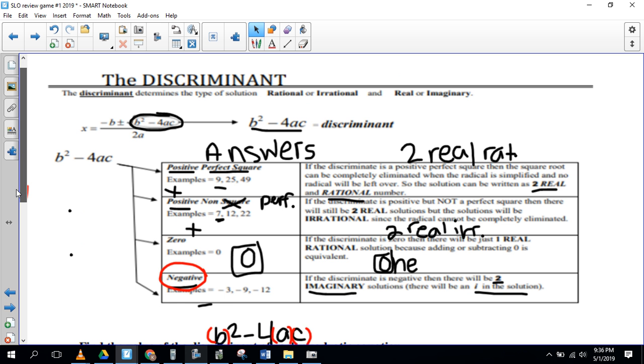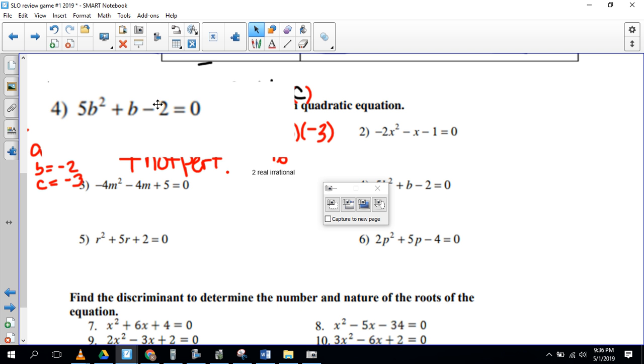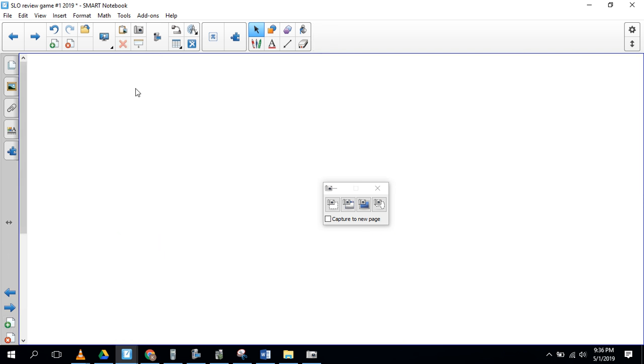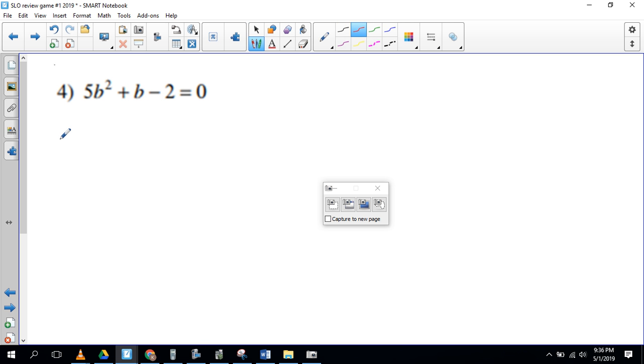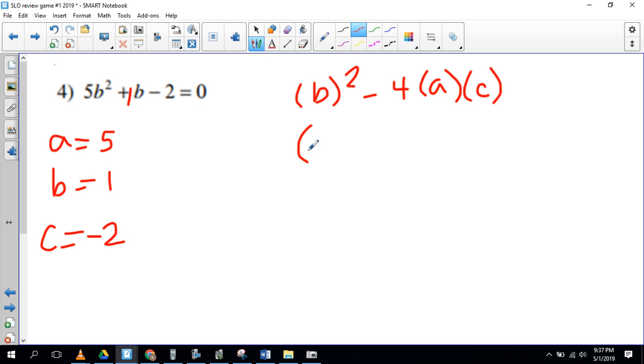So I may do one more. Let's do one more. Let me do this one. Okay, so let's do our A, B, and C. Our A is 5. Our B is what's in front, a 1. C is negative 2. And then our formula, b squared minus 4ac, and then we're just going to plug in. So for B, we're going to plug in 1 squared minus 4. A is 5. C is negative 2.